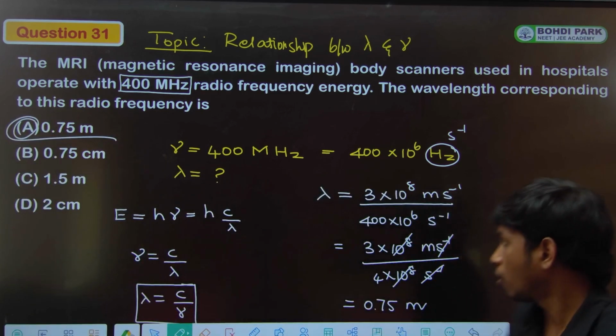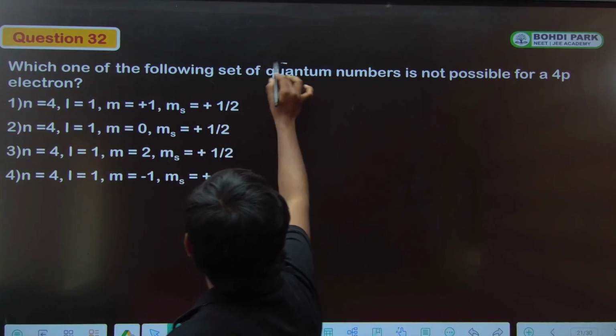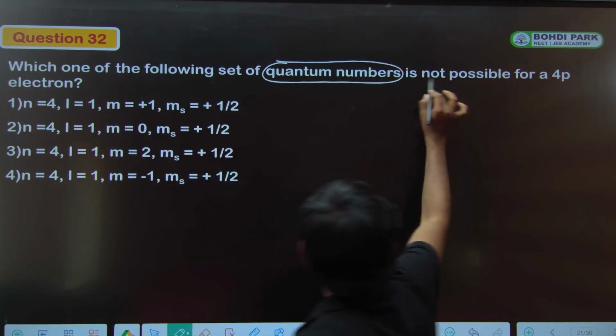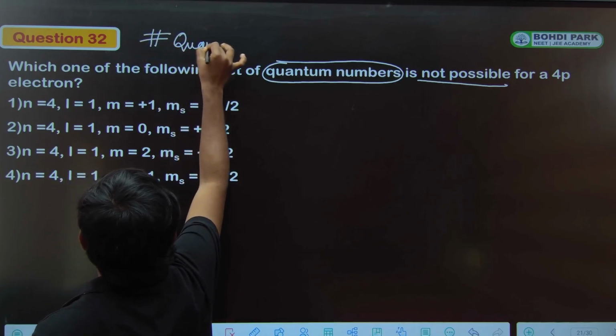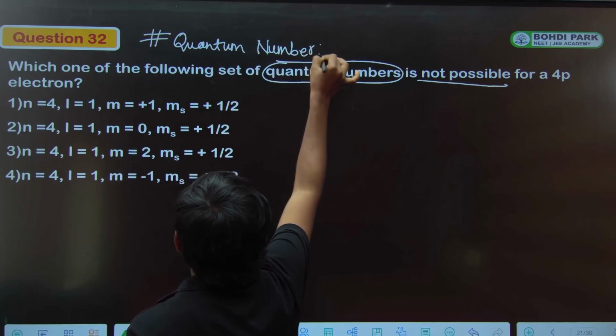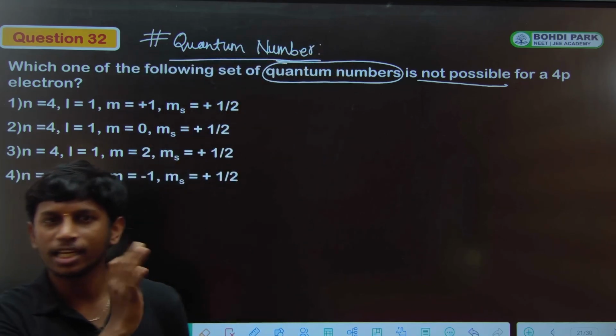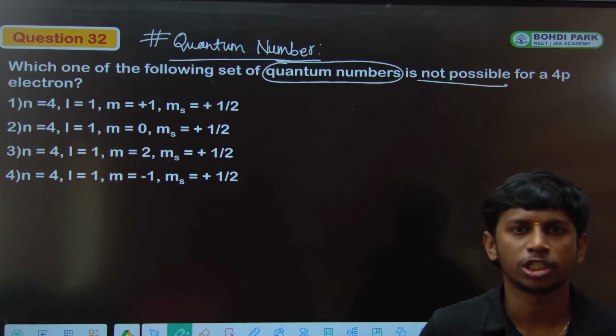Fine. Okay, the next one is: which of the following sets of quantum numbers are not possible? This comes from the topic quantum numbers. Quantum number topic-ல இருந்து இந்த question நமக்கு வந்திருக்கு. ஓகேவா? நமக்கு 4 குவாண்டம் நம்பர் கொடுத்திருக்காங்க. எது தப்பானதுன்னு கேக்குறாங்க. இந்த மாதிரி question வெரி வெரி இம்பார்ட்டன்ட். ஏன்னா அடிக்கடி கேக்குற questions-ல இதுவும் ஒண்ணு.